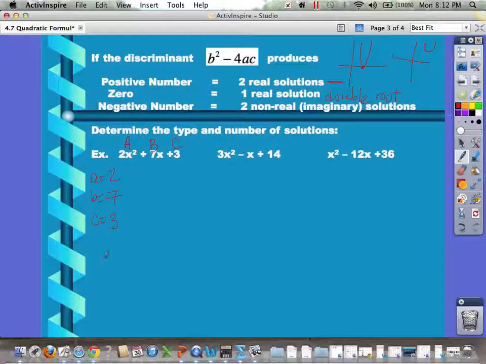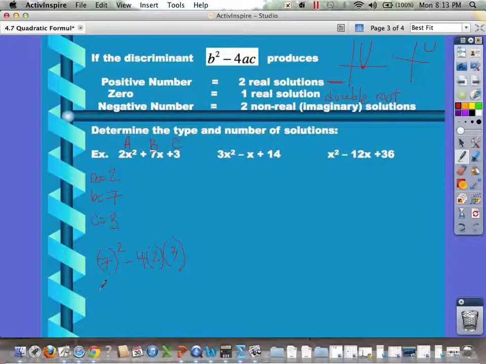So if I plug that into my formula, b squared minus 4ac, b squared, I'm just going to use parentheses everywhere I plug in. So probably a really good habit to get into. Minus 4 times, what's my A? 2, and my C, which is 3. And then if you type this just like you see it with these parentheses in your calculator, you'll get the right answer.